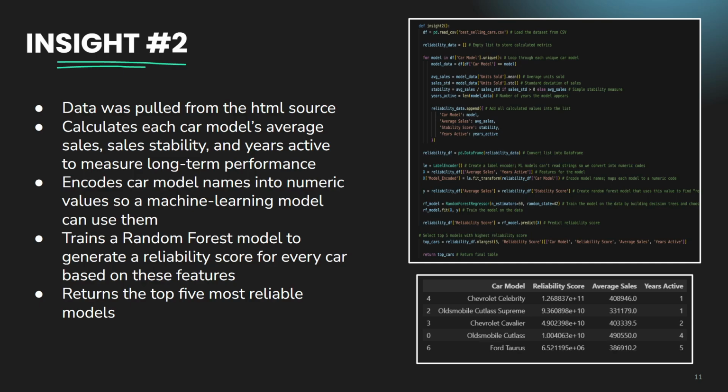So what we did here is we encoded each car into numeric values so that the machine can actually use them. When we first did this, we figured out that our table had a lot of strings and it couldn't read strings, so we had to make them into numeric values. And after that, we trained them with random forests to generate a reliability score for every year based on these features. What is happening here is we basically made decision trees to find out which cars are the most reliable by combining disjointed data and squishing it down to more reliable data. What happens at the end is we return the top 5 most reliable models of cars.